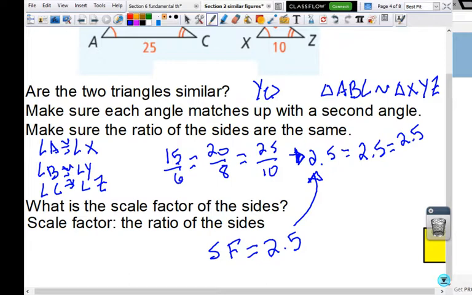Not super tough for that. Because you already did the work, so you just gotta make sure. If these are not similar, you would just say no scale factor. Because they're not similar.